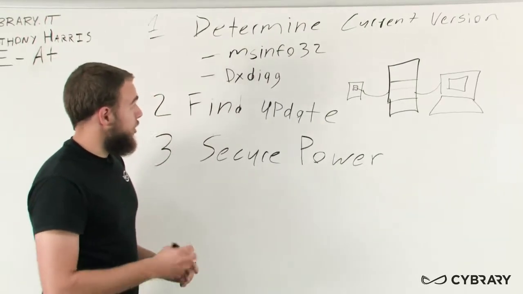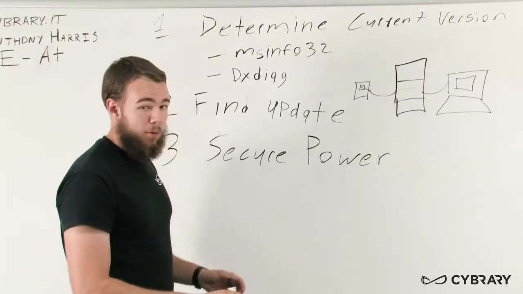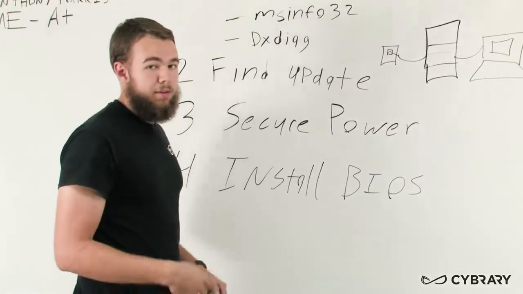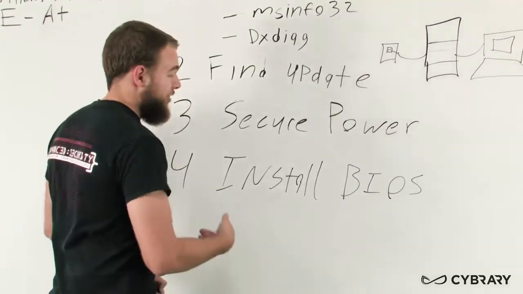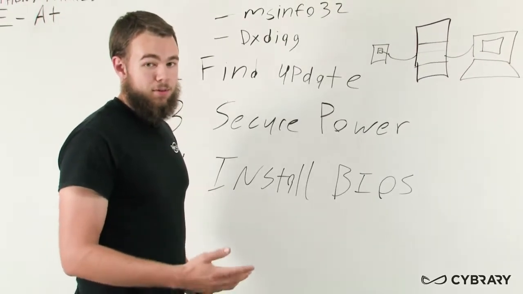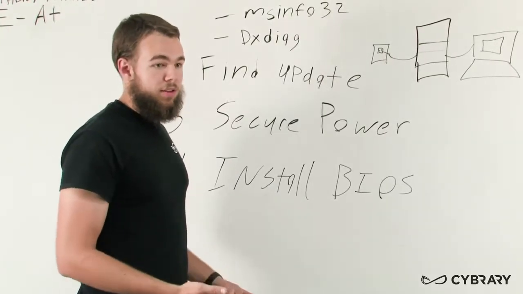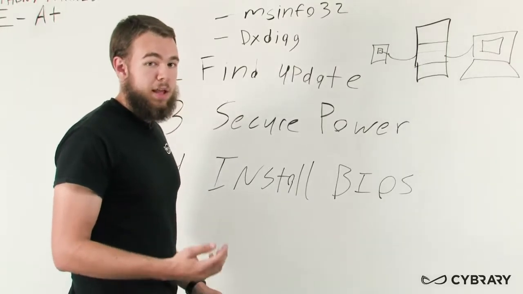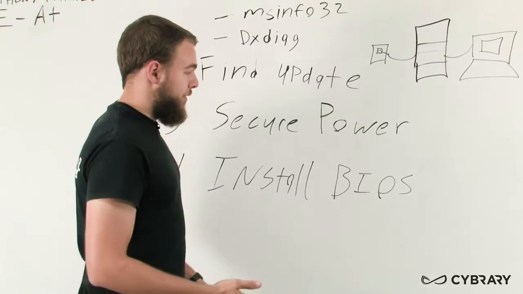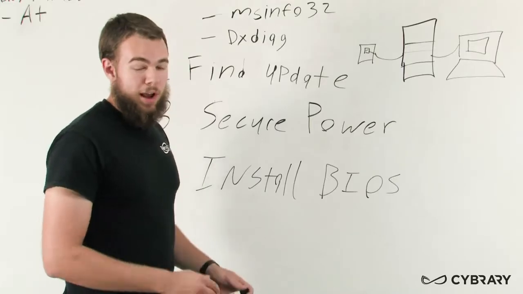So now we have determined our current BIOS version, we've downloaded our current version and the update, we've secured the power, and lastly we're going to go ahead and install our BIOS. A more technical term, of course, being flashing our BIOS. When we flash our BIOS with our new update, we'll just go through the manufacturer's recommended steps for using the software that we downloaded. It can be different. Some of them you need to download the BIOS to a USB with a special utility, and some you can just install from the operating system. Once that's all finished and we've gone through all the steps properly, we can go ahead and restart our computer, and we now have a new BIOS.